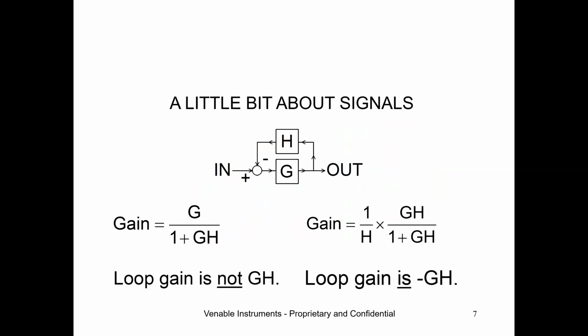Yeah, this is sort of what I was talking about, that the loop gain is actually negative because it's negative feedback. So you're going to have an extra 180 degrees of phase shift when you're measuring plots with our software.